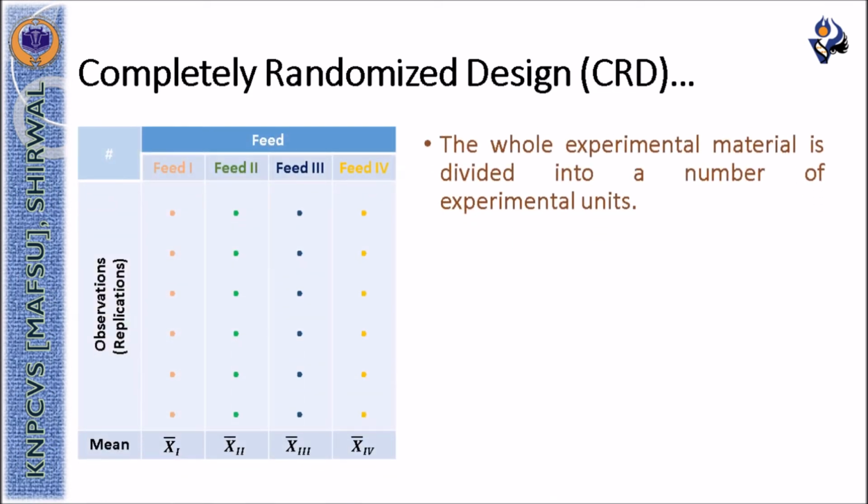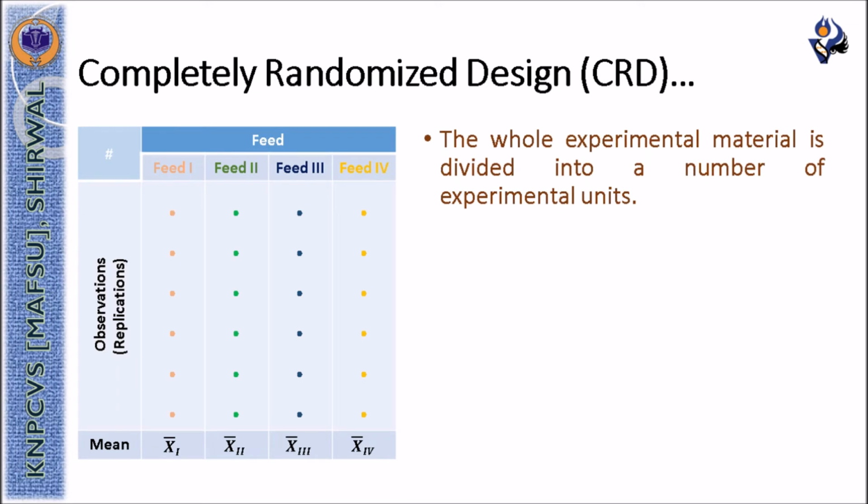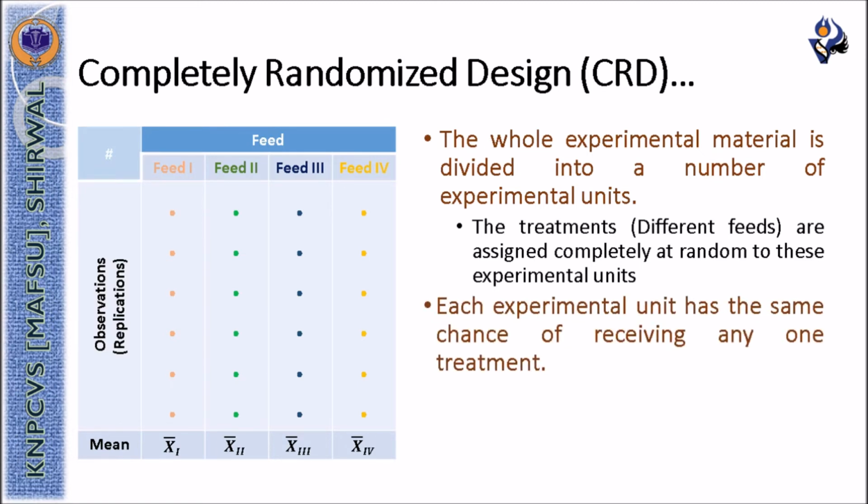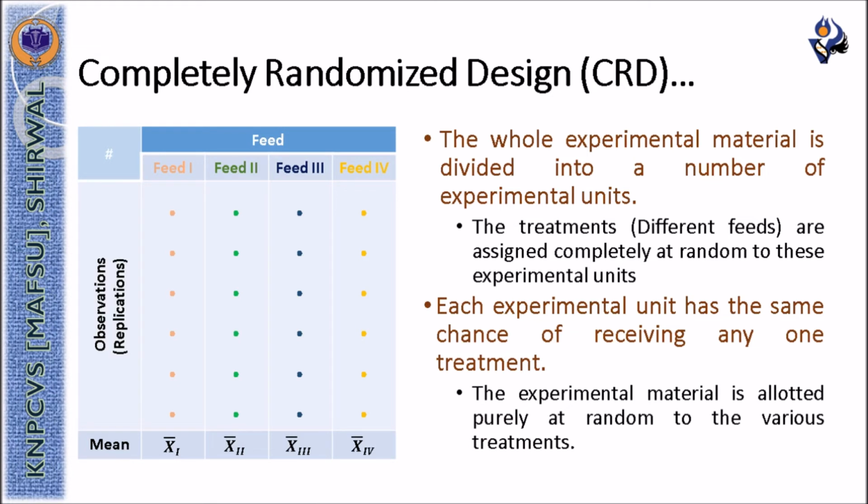Now here in CRD, we have seen that the whole experimental material is divided into a number of experimental units. The treatments are assigned completely at random to these experimental units. Each experimental unit has the same chance of receiving any one treatment. Or we can also say that the experimental material is allotted purely at random to the various treatments.